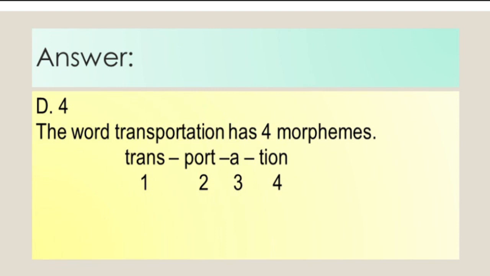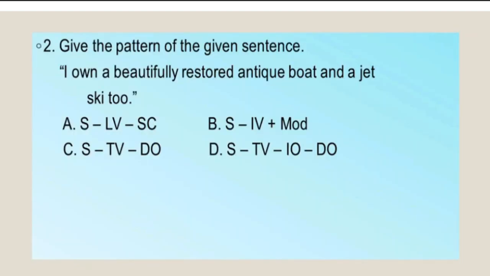Then comes a. Its function is a linker because it links transport to the suffix -tion. So you see, transportation has 4 morphemes. Answer option D. Take note that when you count morphemes, you are not going to count syllables, because morphemes are different from syllables.